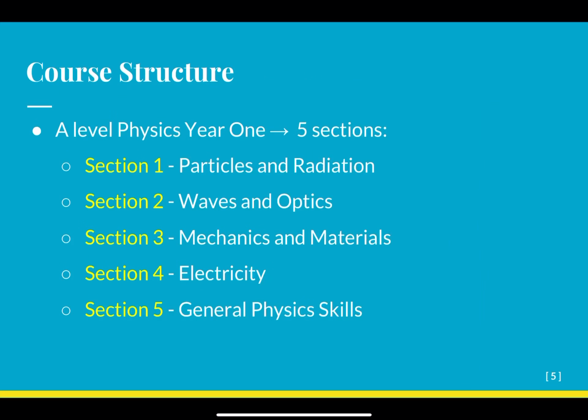Mechanics and materials will be the first section that we teach. Electricity would probably be second or third. Section 5 finally is general physics skills. These are the practical skills, analytical skills, graphing skills, all of which we'll be using throughout the 2 years. So this will start straight away. Sections 3 and 5 are basically the starting point of our year 1 physics.